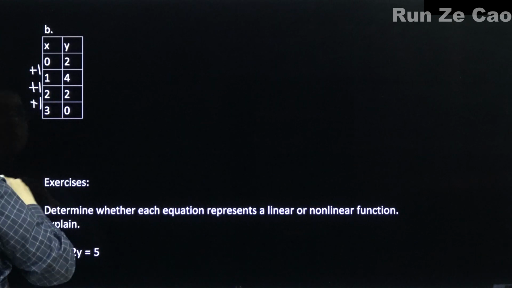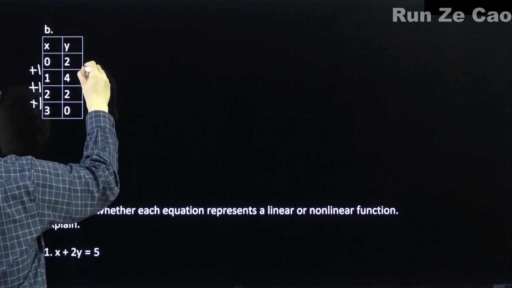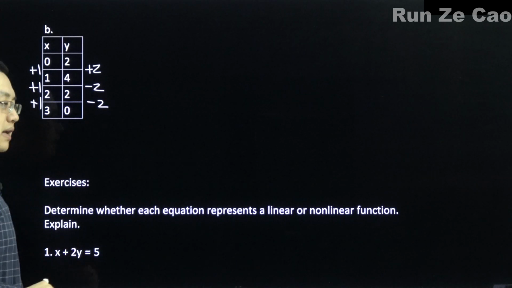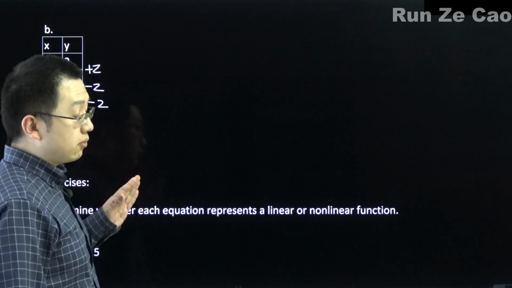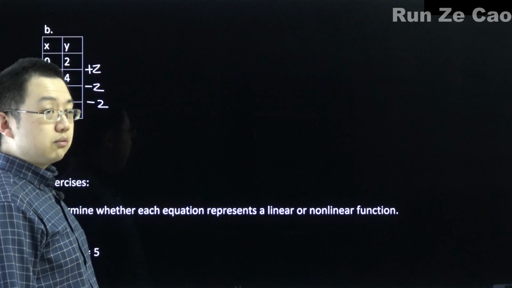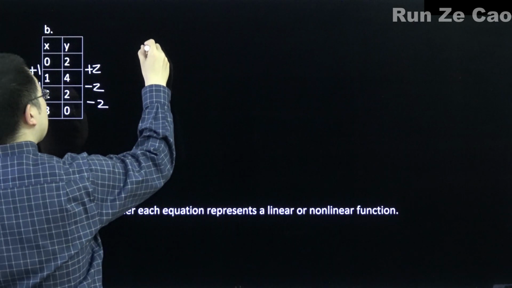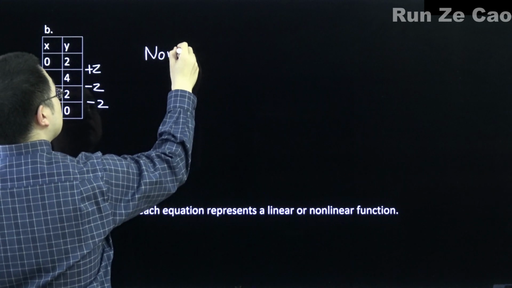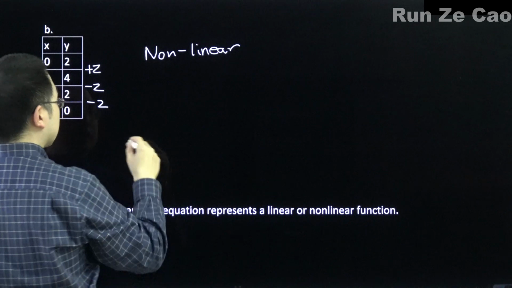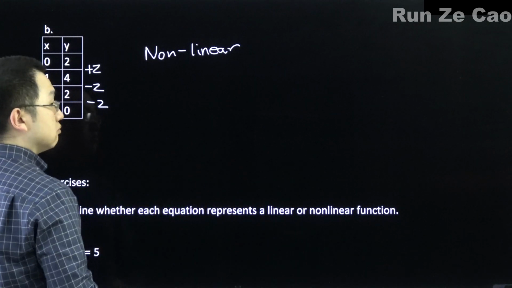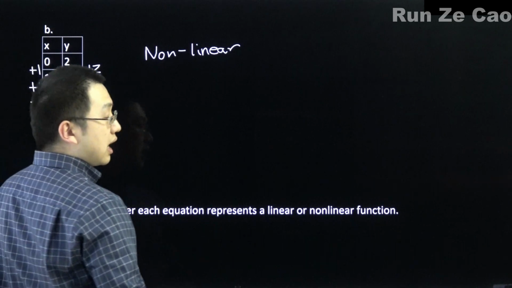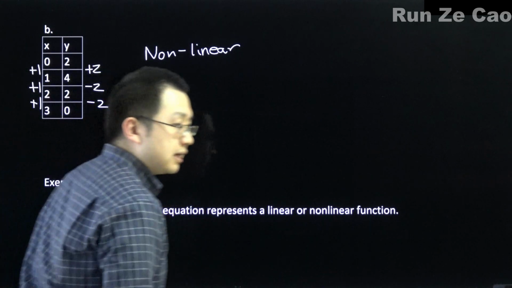But y, you have plus 2, minus 2, minus 2. Oh, hey, the slope is not the same between each of the points. Therefore, this is nonlinear. It's not a straight line. I mean, it could be straight on each section of it, but it's not a straight line.